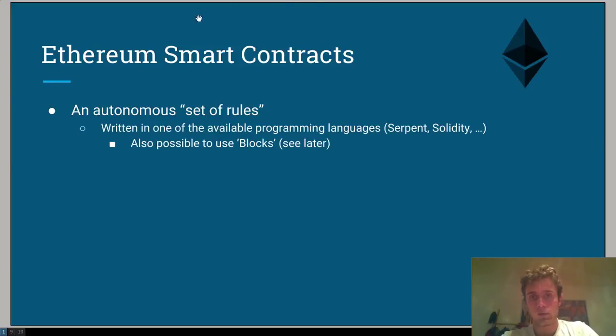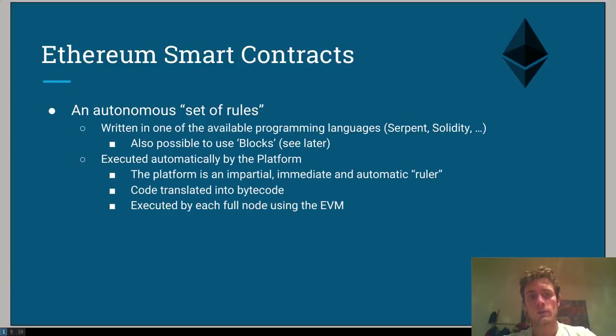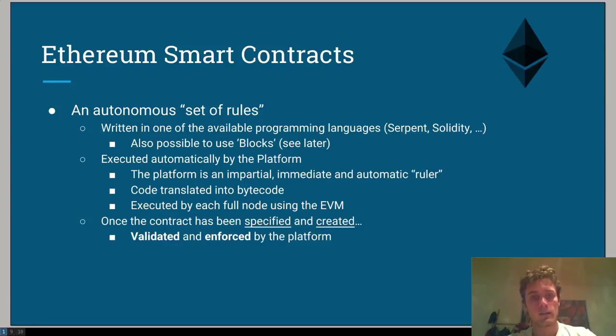So as I said, it's written in one of the programming languages that were built for Ethereum, so Serpent and Solidity. And it's also possible to use blocks, which is a more intuitive way to do it, and we'll look at an example here. So they are executed by the platform. So basically every full node actually executes every contract. It's impartial, yeah, exactly. So that's good enough. It's validated and enforced by the platform.